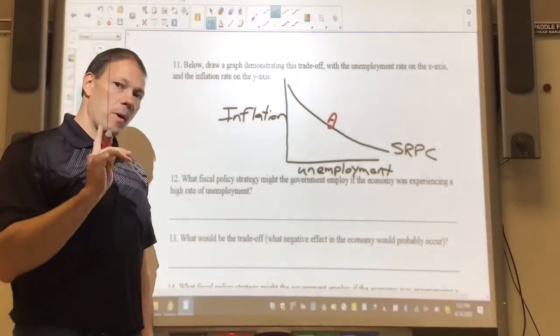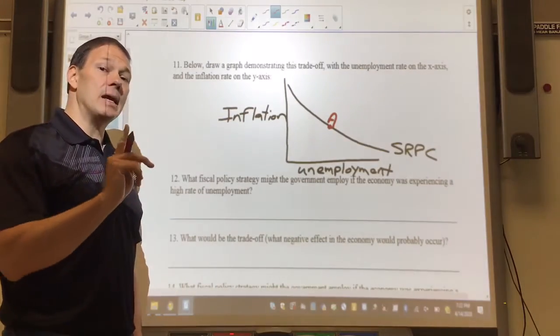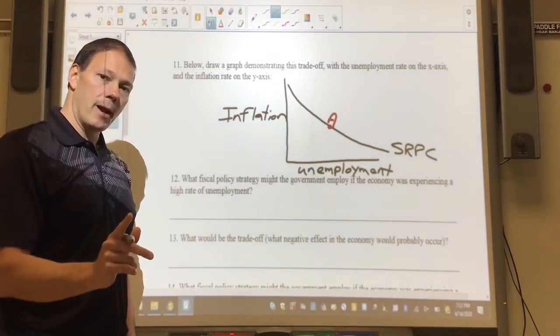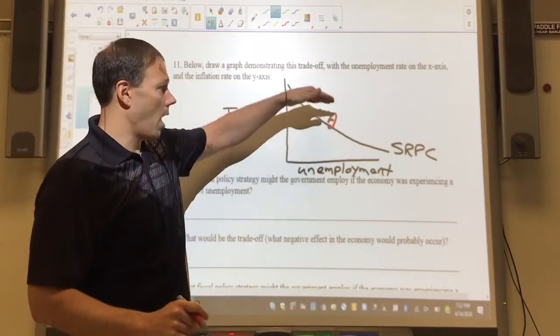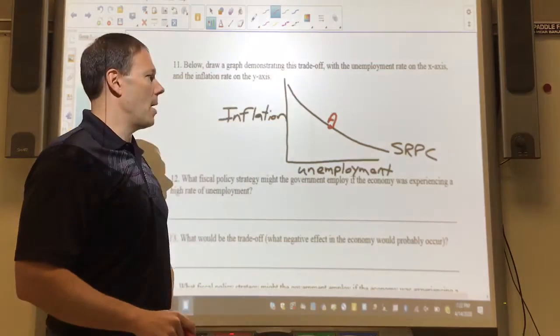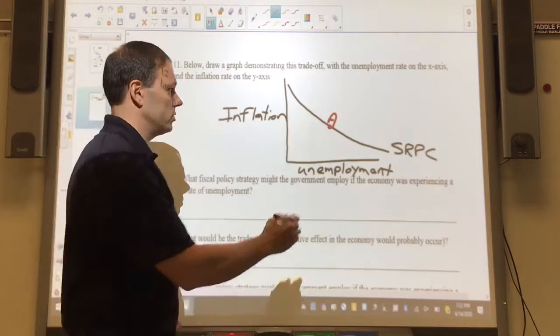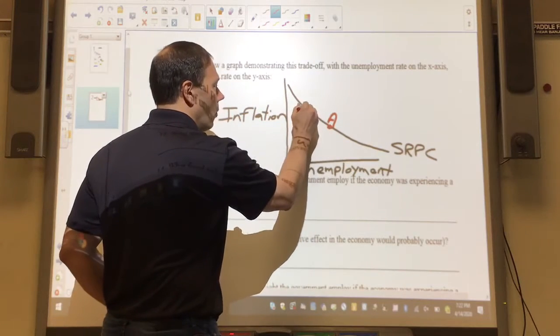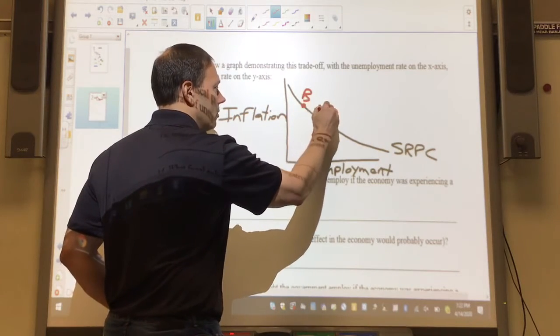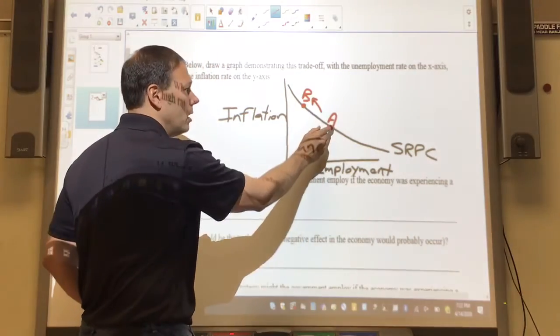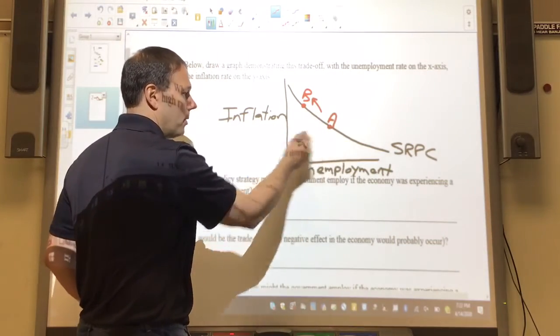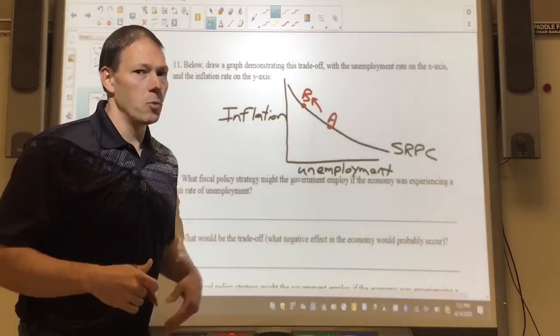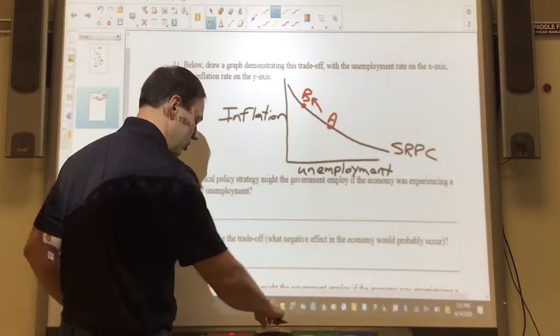Okay, remember our first scenario, demand increased. And what happened to prices? Prices went up, or inflation went up. What happened to unemployment? It went down. So in other words, from point A, we're going to move somewhere over here to what we'll call point B, showing that inflation is going up and unemployment is going down because there's an inverse relationship.